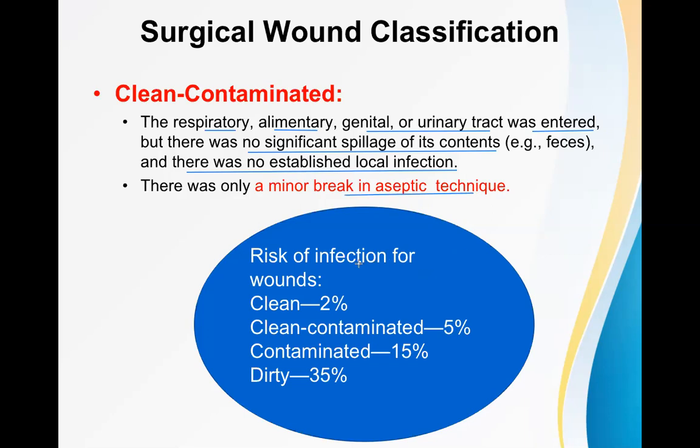Now, why are we talking like this? There has to be some relevant point, isn't it? And the relevant point is here. The risk of infection for wound. In case of clean wound, the risk of infection is 2%. In case of clean contaminated wound, which we are talking right now, the risk of infection is 5%. In case of contaminated, it's 15%, and in case of dirty wound, it is 35%. Now, you may be wondering, what is this contaminated wound and the dirty wound? So let's talk about them.